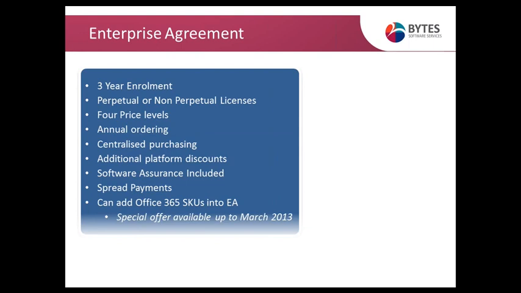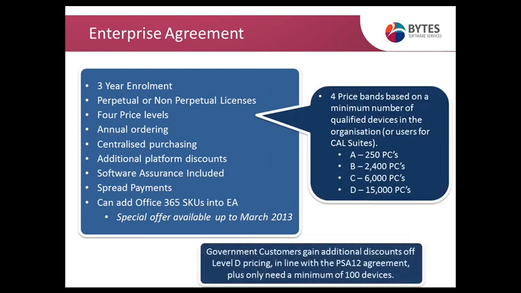This is a 3-year enrollment, so it lasts for 3 years, and you can select either a perpetual type of enterprise agreement or a subscription-based one, which is like a rental offering. Again, like the Select agreement, there are four price bands, and they're based on the minimum number of qualified devices or users that are within your organization. So, for example, to qualify for enterprise agreement band level A, you need a minimum of 250 PCs. Qualify for band level B, 2,400, C, 6,000, and D, 15,000. As you go up those price bands, the pricing becomes cheaper for you.